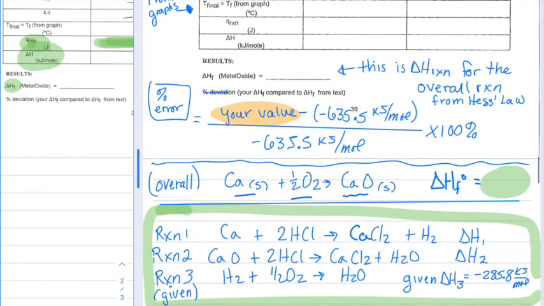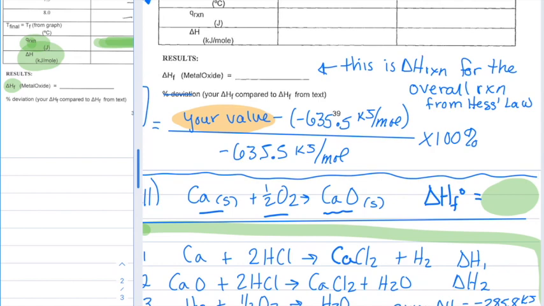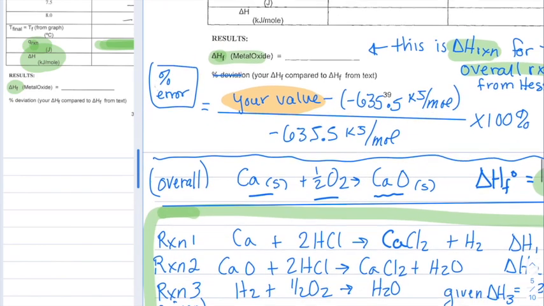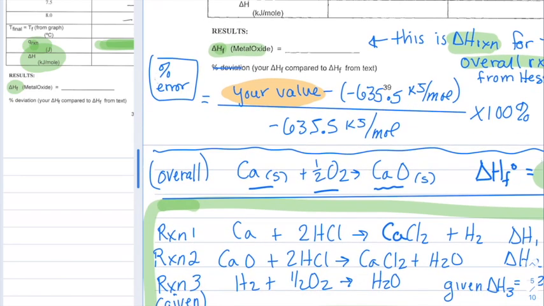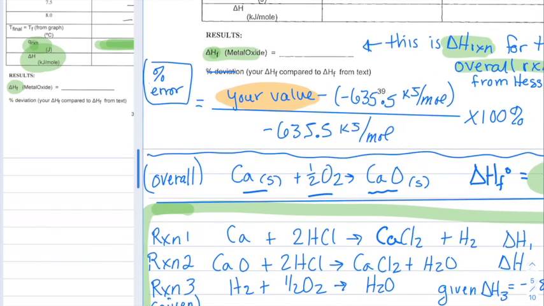Okay, so I'm going right over here. So here it says delta H of formation. This is the delta H of reaction. This is your delta H reaction from the overall reaction. So that is the answer to your Hess's law. Then what we want you to do, it says percent deviation, but it's really a percent error because there is a known value here. And the known value is negative 635.5.